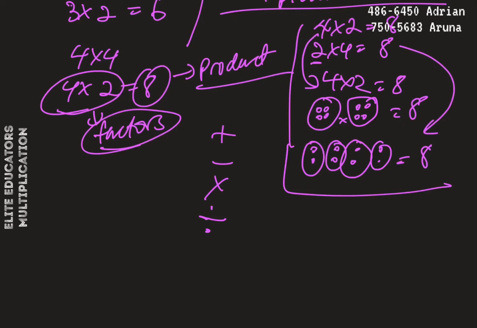What about subtraction? Subtraction is so easy. But let's look at it. If we have 4 minus 2, that will give us 2. But in a commutative law, it says that you could flip around the numbers. What happens when we flip around the numbers? Ooh, you guys see, 2 minus 4 will give us negative 2.